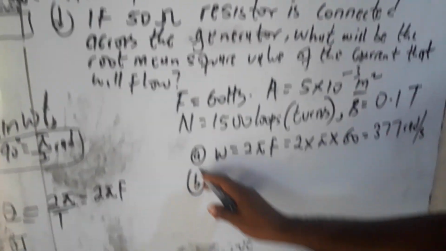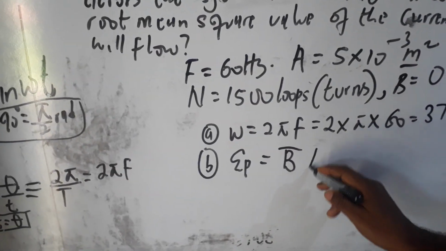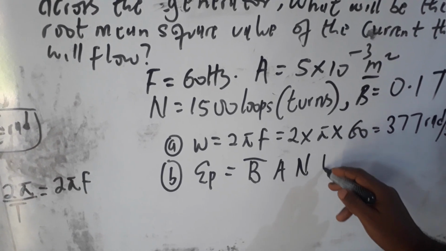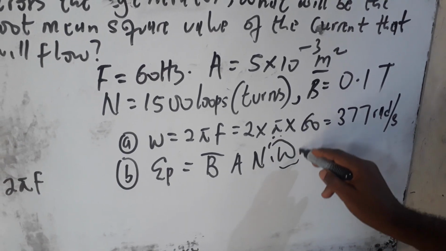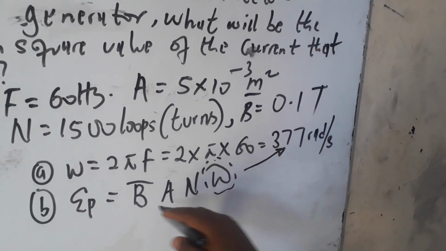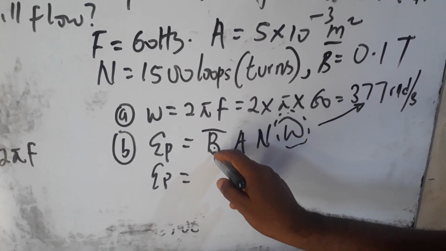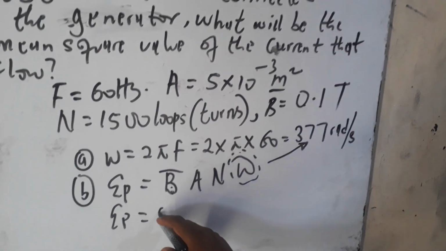The output voltage of the generator is what I put here, which is given as the magnetic field times surface area of the coil times number of turns of the coil, then times angular speed. And the angular speed here is what I've already obtained. So the peak voltage now will be this magnetic field, and the magnetic field is 0.1. So I put it there.